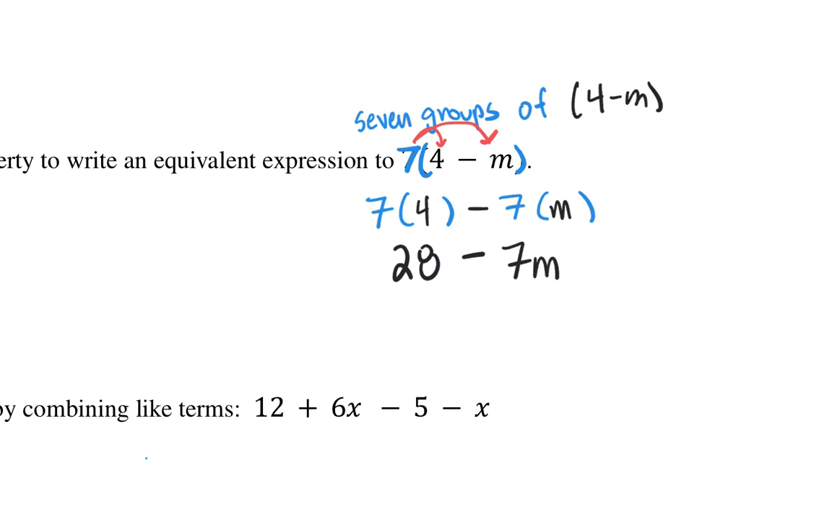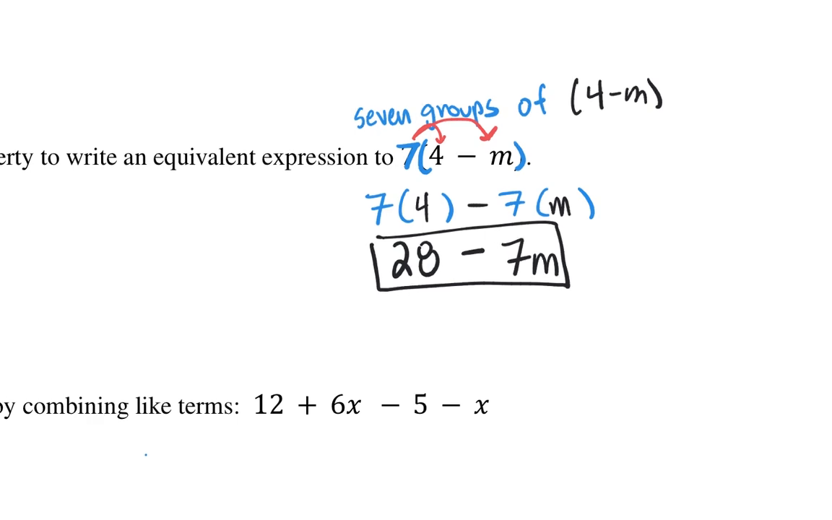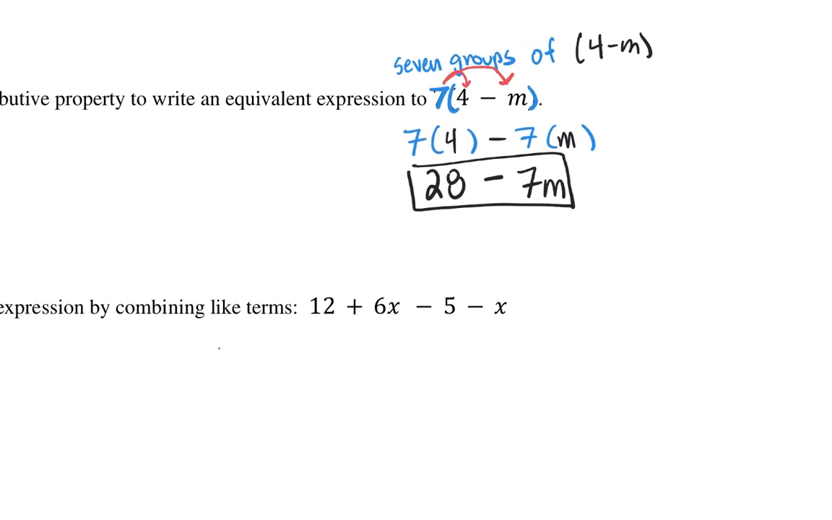We can't combine those terms. Constant terms are not like variable terms. They're unlike terms. Okay, m's can be combined with other m's, but constant terms cannot be combined with variable terms. This does not equal 21 m's. You got to stop there.